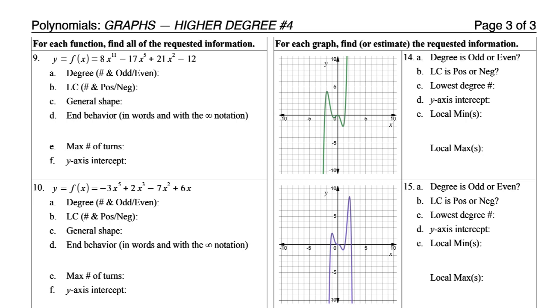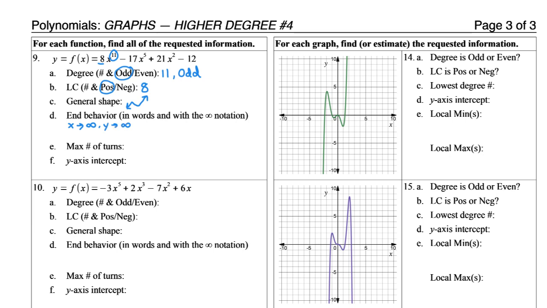So 8x to the 11th power. 11 is our degree, and that is odd, which tells me something important. Leading coefficient is 8. That's a positive. So we have a positive leading coefficient and an odd degree. It's going to look something like that. Because it's odd, they're going to point in different directions. Because it's positive, as x goes to infinity, y is also going to go to infinity. So it's going to be increasing on that side. We can write that in the notation of as x goes to infinity, y goes to infinity.